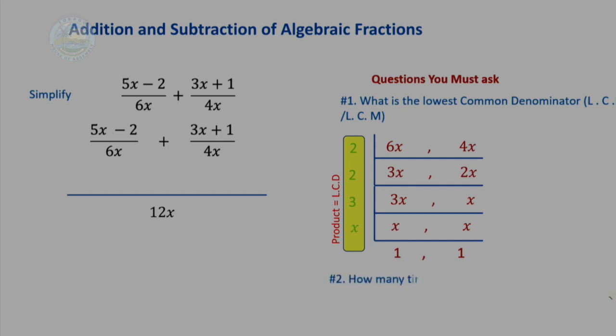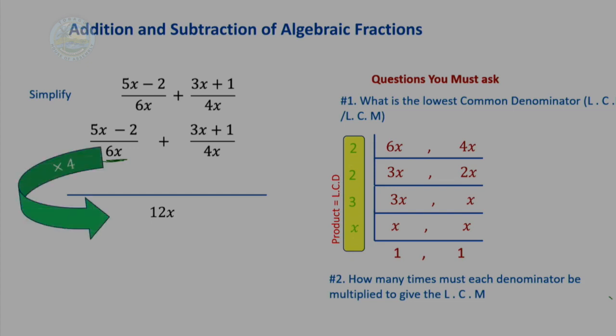Question number 2 that you must ask yourself when simplifying algebraic fractions: how many times must each denominator be multiplied to give the common denominator or LCM? So here, my denominator is 6x. How many times must 6x be multiplied to give me 12x? 6x multiplied by 4? No, that is not correct. 6 times 4 is not going to give me 12. So that is wrong. It is actually 6 multiplied by 2. So 6x multiplied by 2 is going to give me 12x. So we take that 2 and we multiply it by the entire numerator.